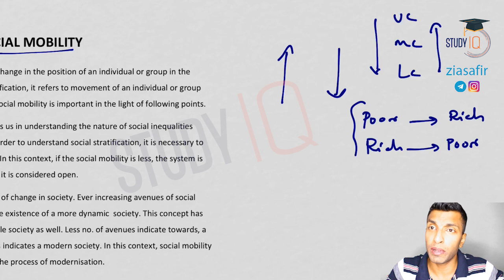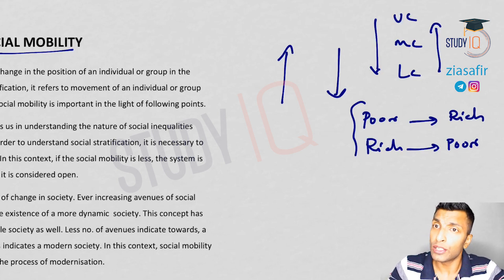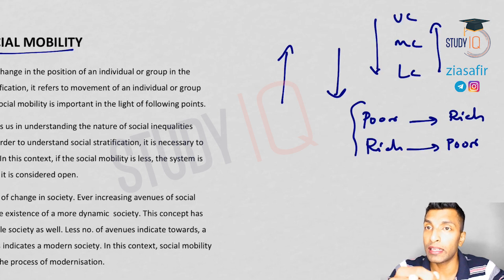There is a high possibility that you're born as a poor person and you can become rich in modern society, which was not available in traditional society. So if more avenues are available, you can understand the nature of society as modern society. Also, if the avenues are fewer, it is an indication of a traditional society. In this context, can I say social mobility is a prerequisite or an essential element of understanding modernism? Yes, social mobility is an essential element of understanding modernism or the process of modernization.